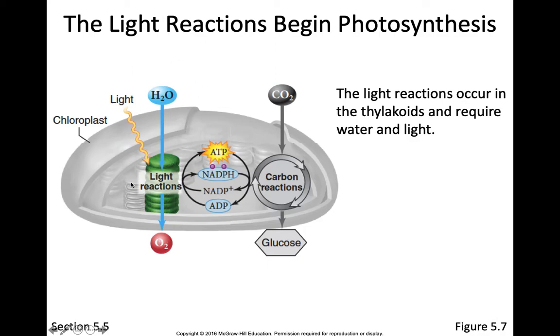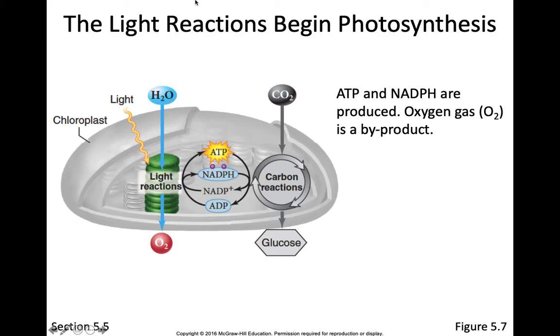Now, once again, I'll post a video to show you guys how this works in actual animated view, and you can see these things actually move along inside of the cell. ATP and NADPH are also going to be produced. ATP is going to be cellular energy, adenosine triphosphate. That NADPH and the ATP will then be reused by the carbon reactions, the next set of reactions for photosynthesis. And then oxygen gas is going to be produced as a byproduct. So water and light come in, oxygen leaves, ATP and NADPH are going to be produced as well.